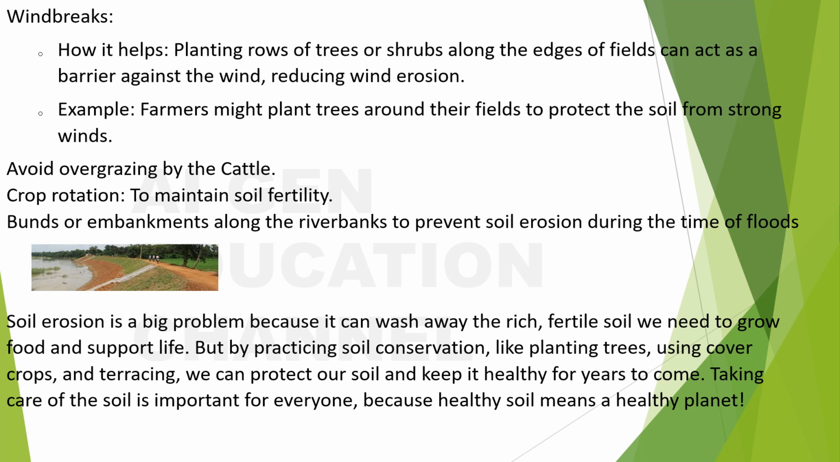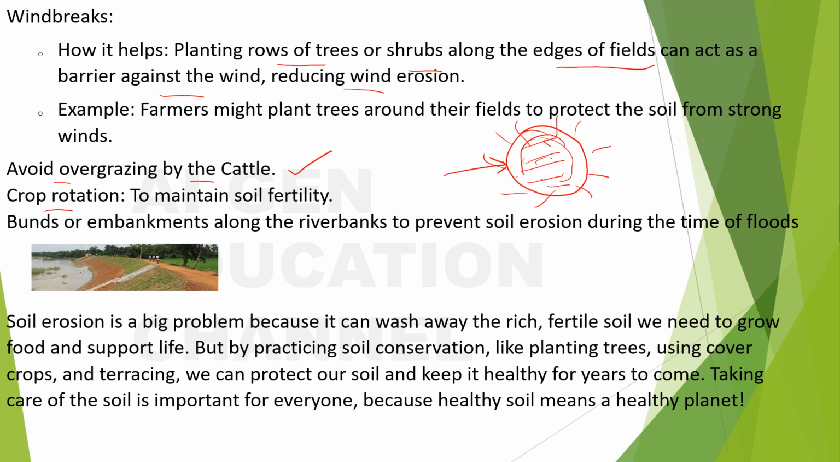Now next is windbreaks. How does it help? Planting rows of trees or shrubs along the edges of the fields can act as a barrier against the wind, reducing wind erosion. If this is the piece of land, here you have all your crop. When I put so many trees here, this will obstruct the wind flow, right? So this area will be protected from soil erosion. Next is avoiding overgrazing by the cattle. This we know because it's just the reverse.